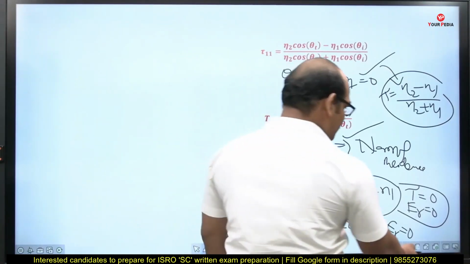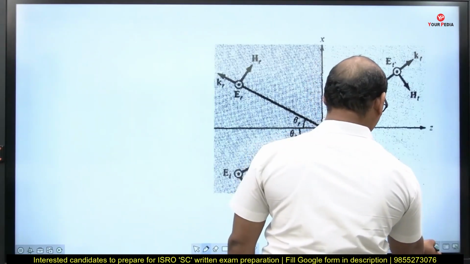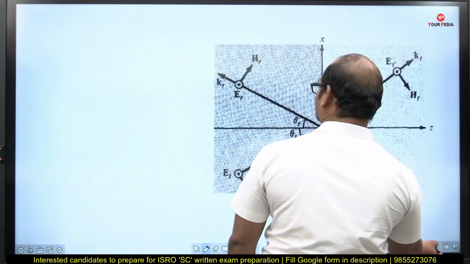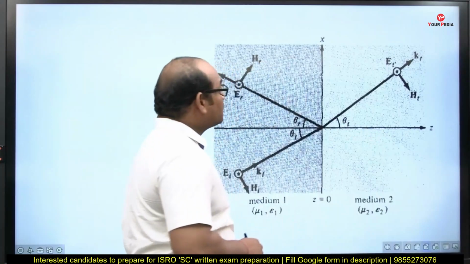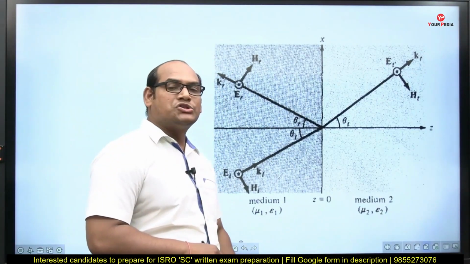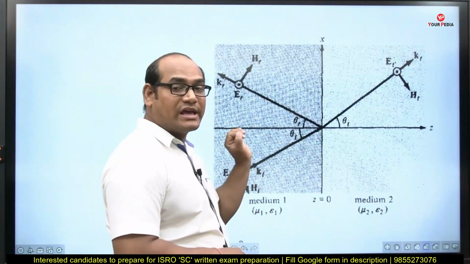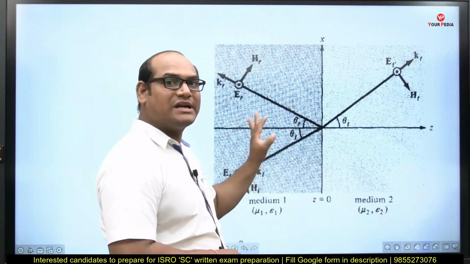Now this is about the perpendicular polarization. Okay, this is about perpendicular polarization. So as I said, the plane of incidence is nothing but what? This xz plane only. The plane of incidence is nothing but the xz plane.